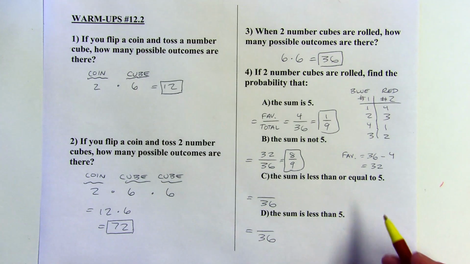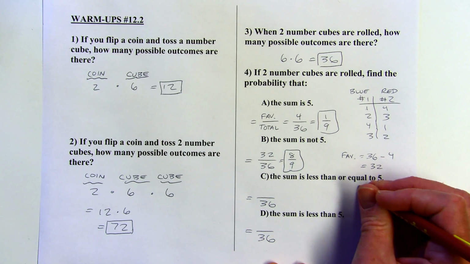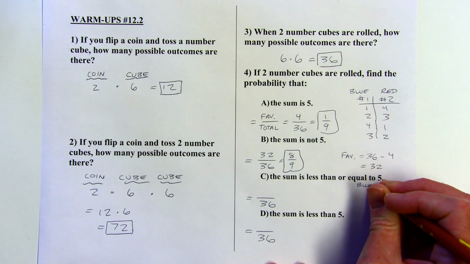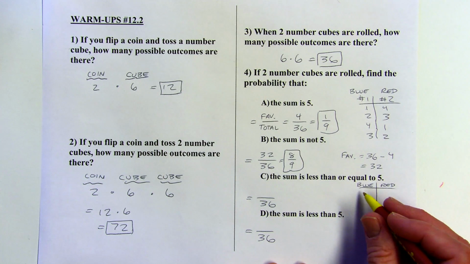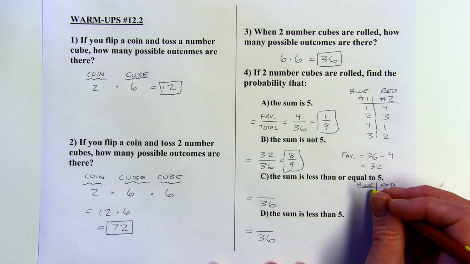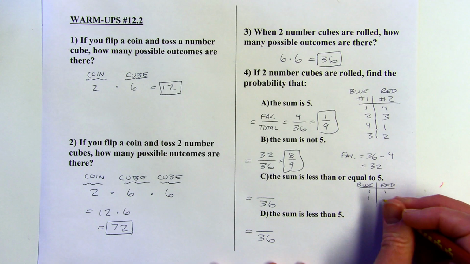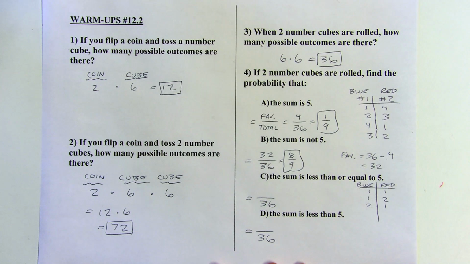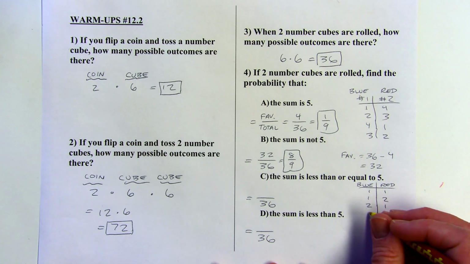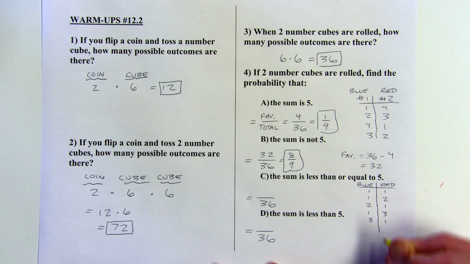All right. If the sum is less than or equal to 5, okay, I'll just use my blue and red number cubes here to sort through this. So the sum is less than or equal to 5. Well, if you roll double ones, the sum is 2, right? If we roll a 1 and a 2, that would work, and I could also flip that around. All right, how about a 1 and a 3? That would still work. I could flip that around. A 1 and a 4 would work. That would be equal to 5.